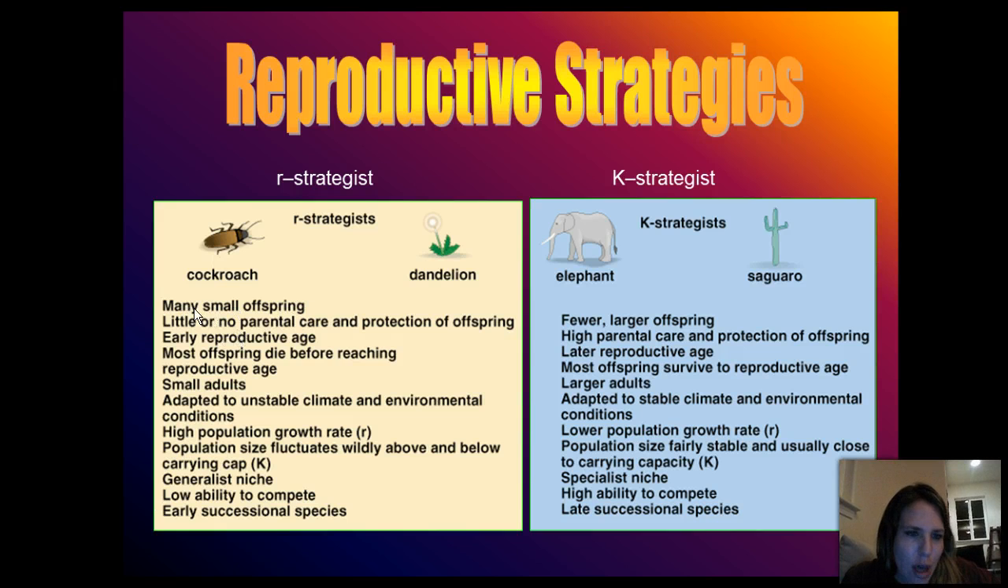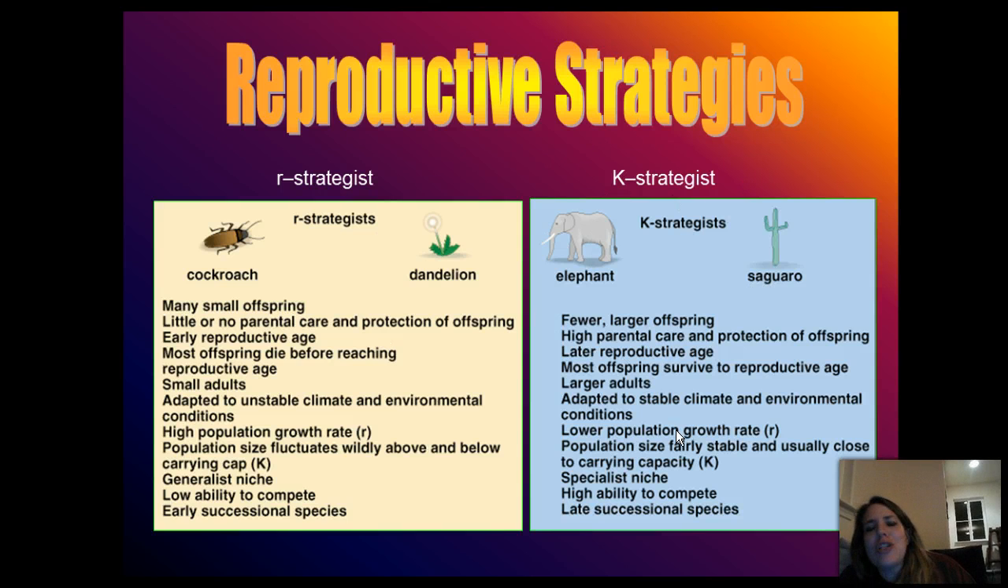So R strategists tend to be very small organisms with lots of offspring, little or no parental care. They don't really protect the offspring. They tend to reproduce really early, and they don't live very long. Most die before they reach adulthood. And they tend to also be generalists, like they can fulfill many niches. A niche is an ecological space in not just physical space, but time space as well. So things like dandelions would be R strategists, cockroaches would be R strategists, most insects actually would be R strategists. Not all, though. There are some insects that do have parental care.